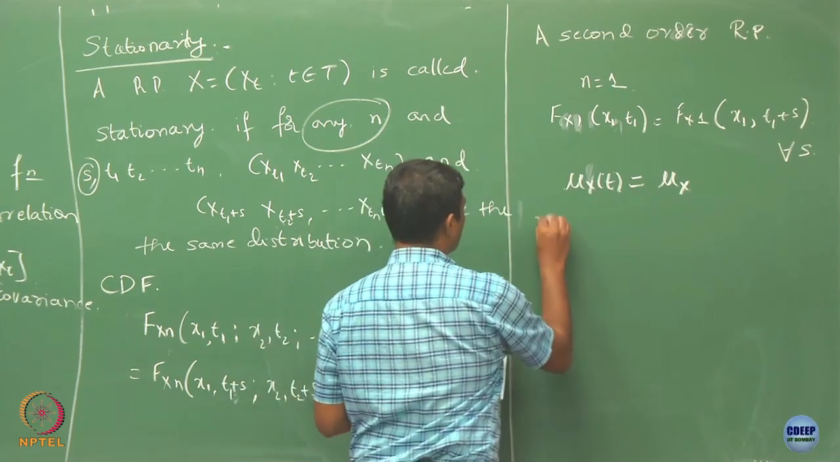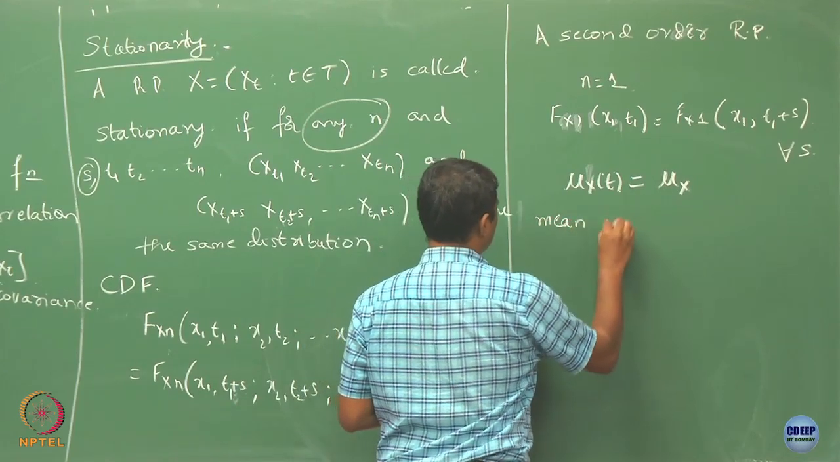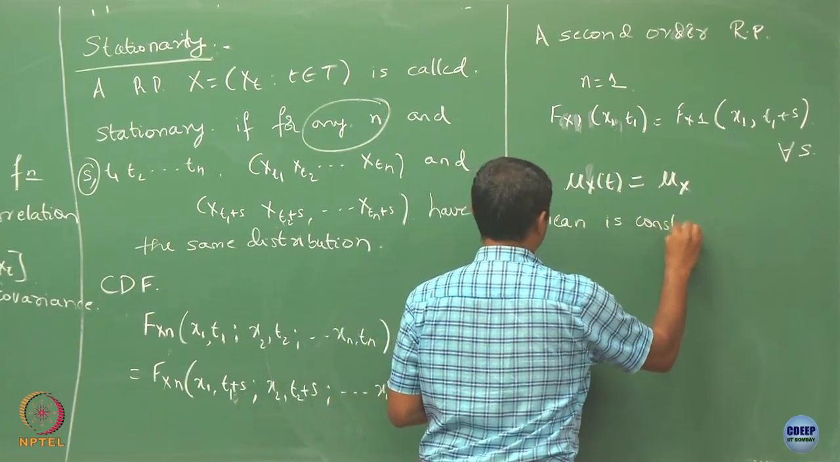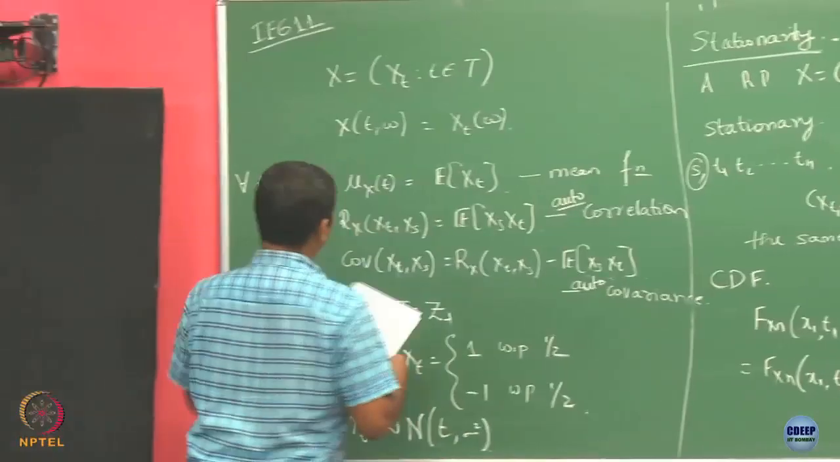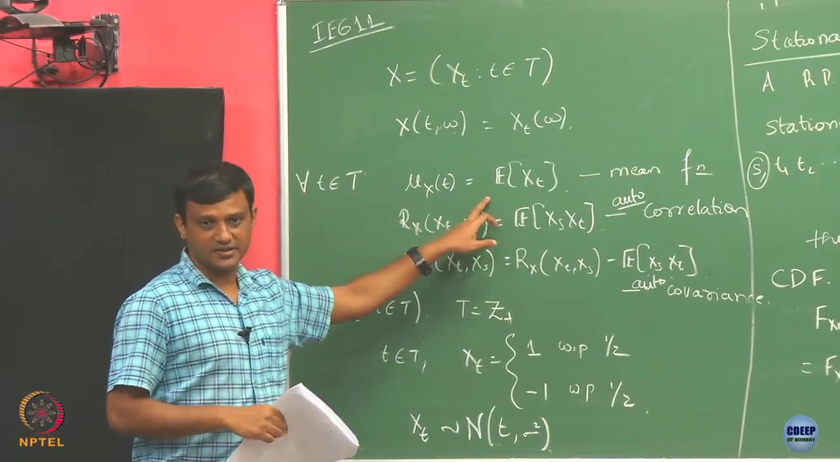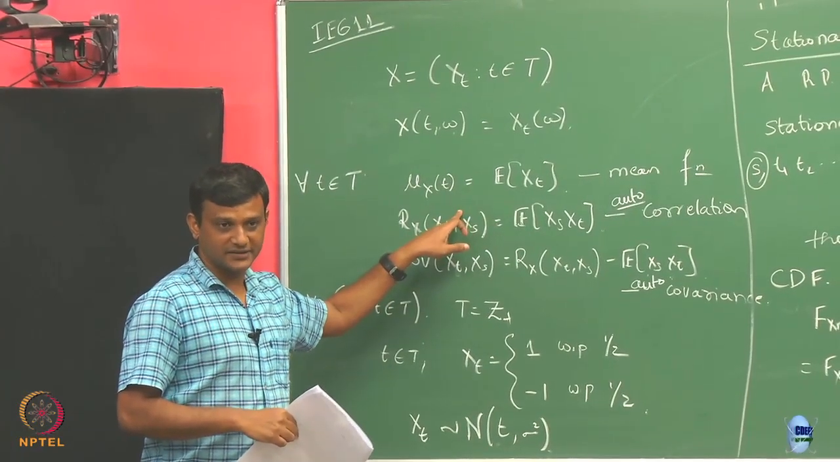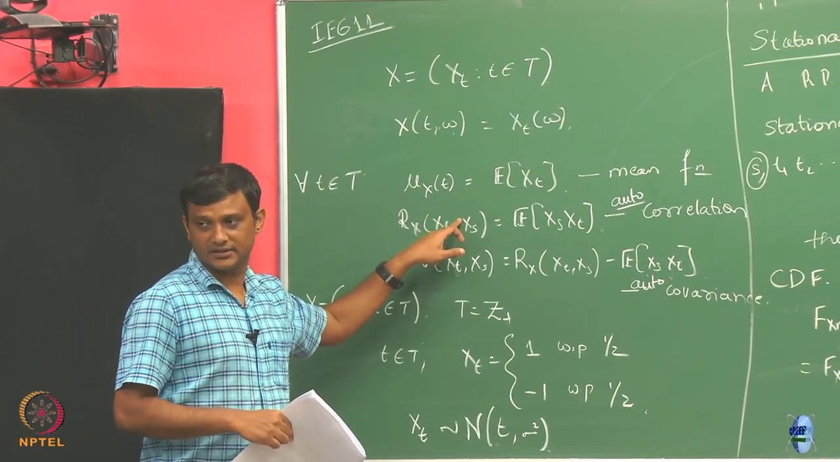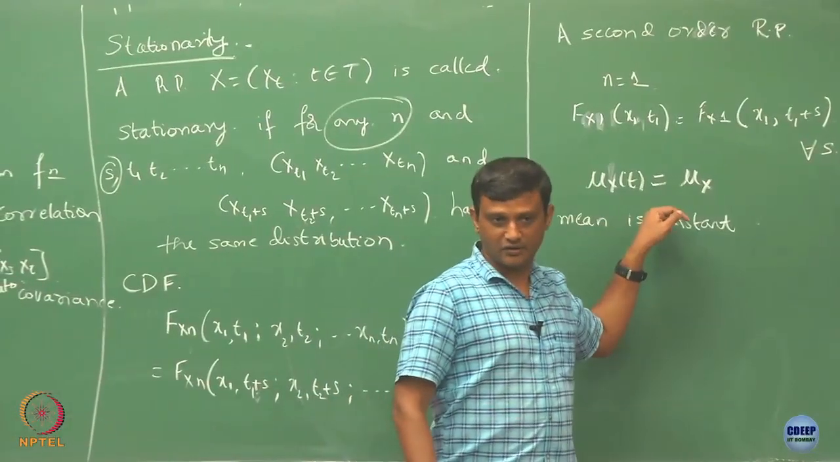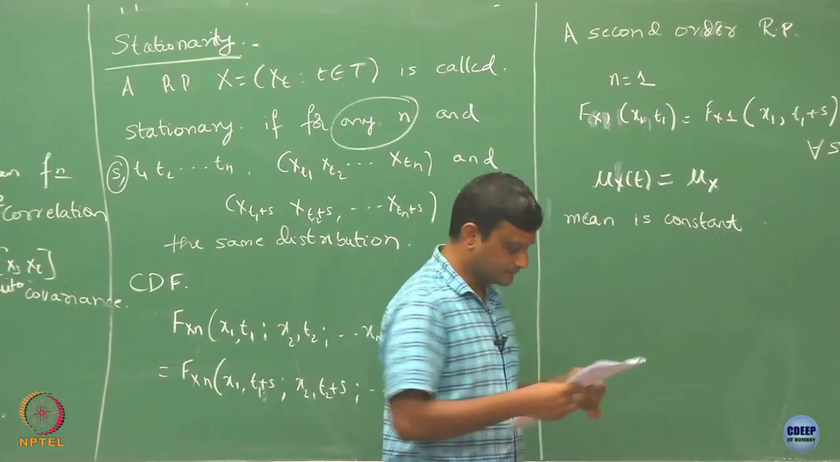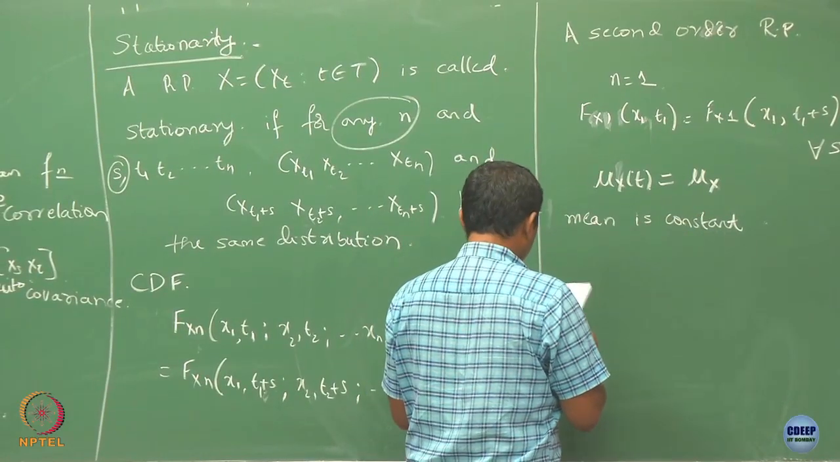So the mean is constant. Remember that the mean of a general random process need not be constant; it is a function of the index. But if it is a stationary process, it does not depend on which index you are looking at, it is going to be the same for everybody.